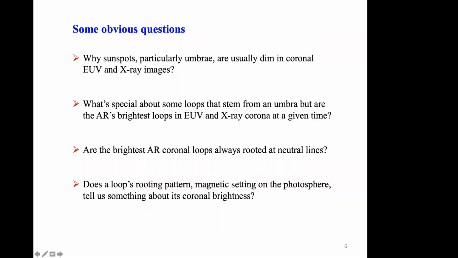So there are some obvious questions here. Why are sunspots, particularly the umbra, usually dim in coronal UV and X-ray images? You can always suggest that it is because of the suppressed convection in the sunspot umbra. But then what is special about some loops that stem from an umbra, but are the active region's brightest coronal loops in UV and X-ray corona at a given time? Are the brightest active region coronal loops always rooted at neutral lines? Does a loop's rooting pattern, its magnetic setting on the photosphere, tell us something about its coronal brightness?